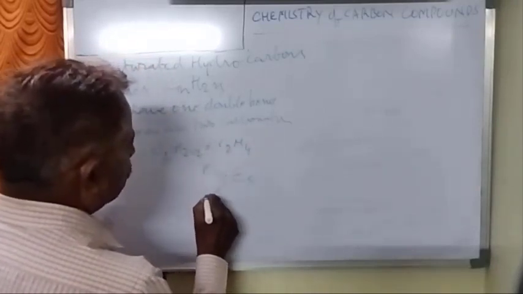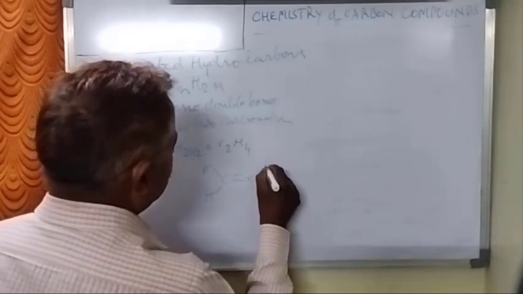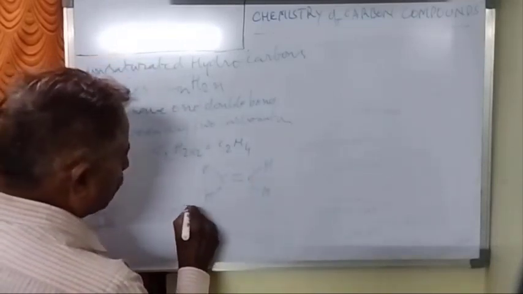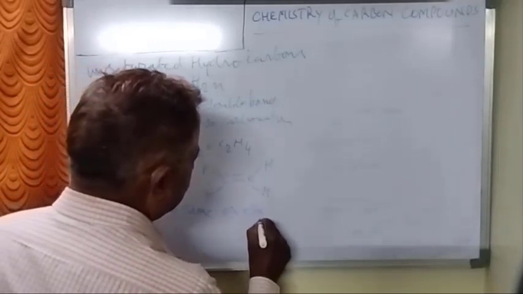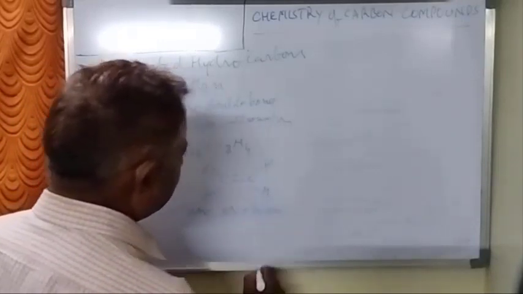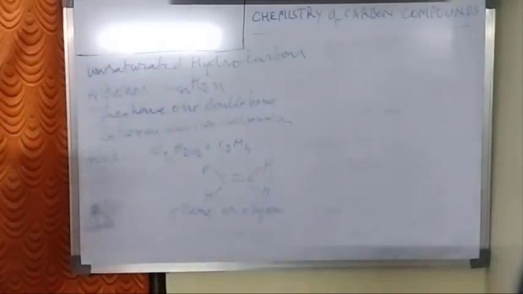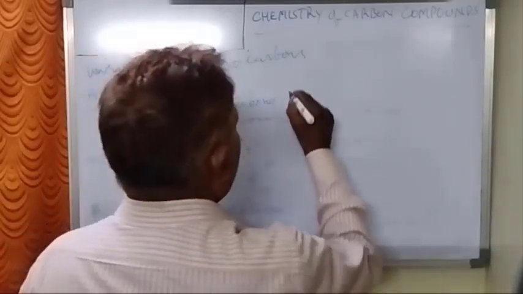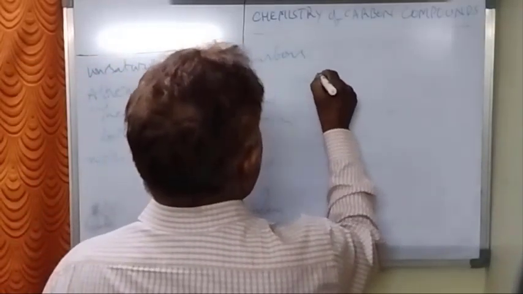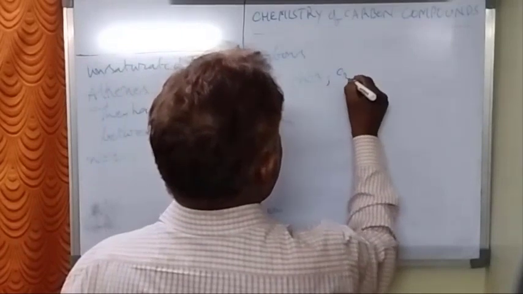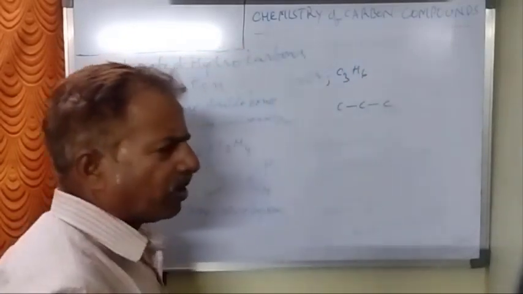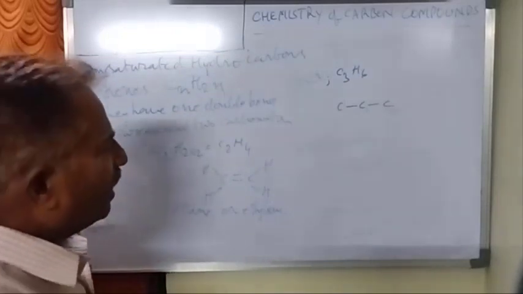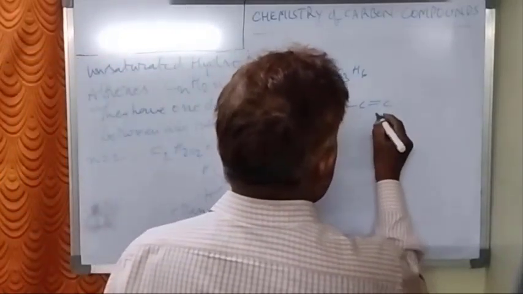Here is hydrogen, here is hydrogen, hydrogen. So the name is ethene or ethylene. Ethene or ethylene. Now n equal to 3: C3H6. So keep 3 carbon atoms one after the other. In between any 2 carbon atoms keep one double bond.